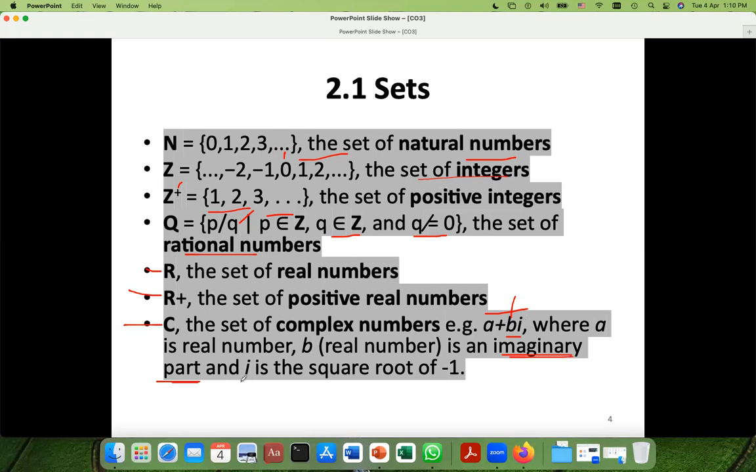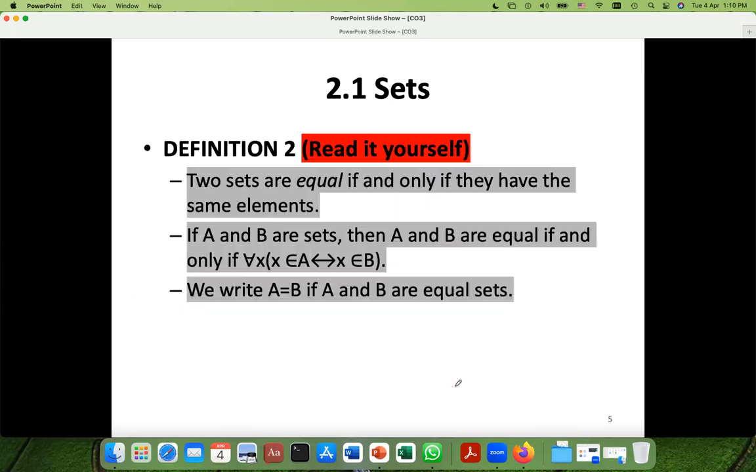And then I, what is the value of I? It is the square root of -1. So -1 and square root, what would be the result? That would be the value for the I.